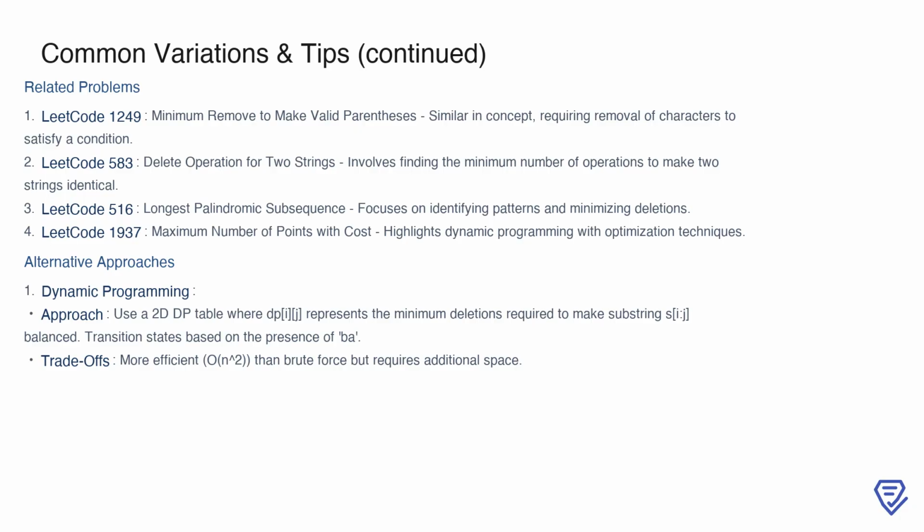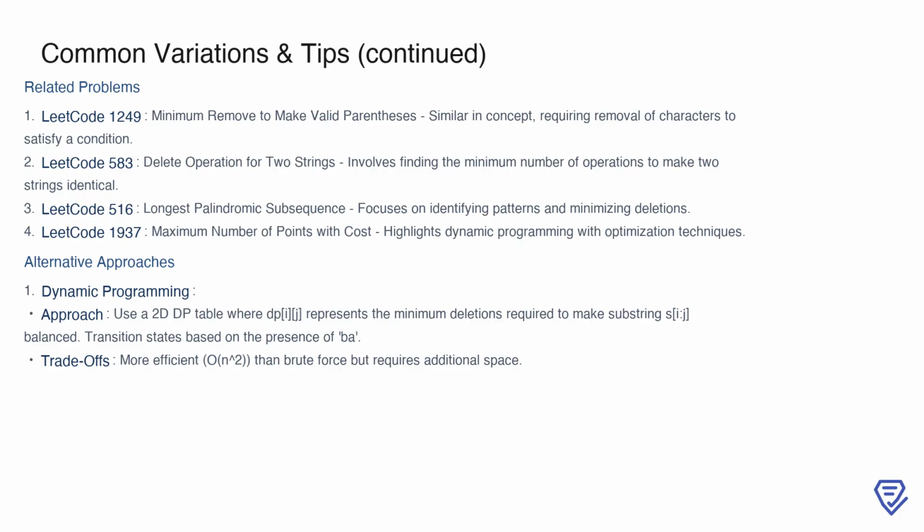LeetCode 516, longest palindromic subsequence, emphasizes pattern recognition and deletion minimization, offering further insights into dynamic programming approaches. Lastly, LeetCode 1937, maximum number of points with cost, highlights optimization techniques in dynamic programming, which can inspire efficient solutions.